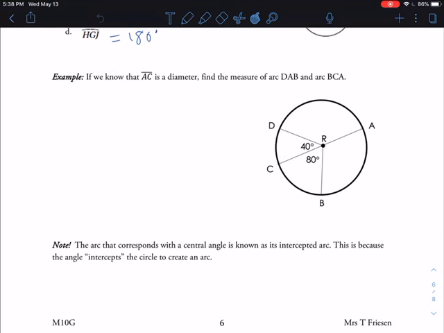Hi again, grade 9s. Sorry, I got cut off on the last video, so let's just finish this last example up. It's kind of silly, I was right at the bottom of the page, but oh well.